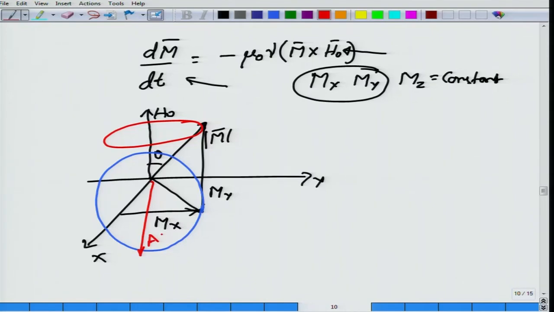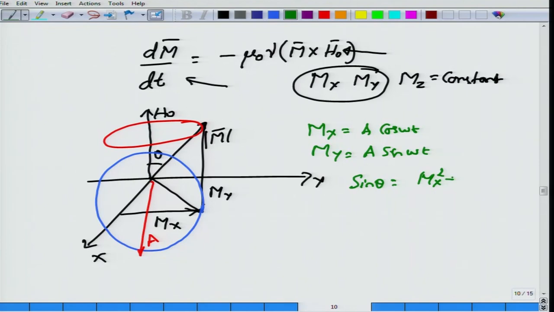of A. So your Mx is given by some A cos omega t, and My will be given by A sin omega t, with the precession angle now determined by the ratio of the square root of Mx square plus My square, which is the projection of M on the XY plane, to the overall magnitude of M. Okay. So this equation gives you the precession angle.